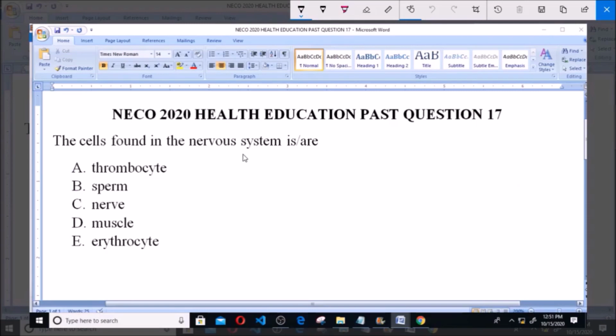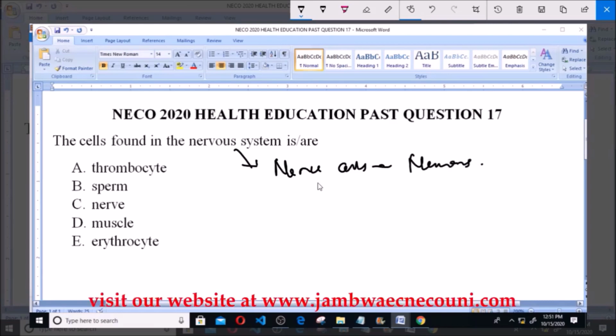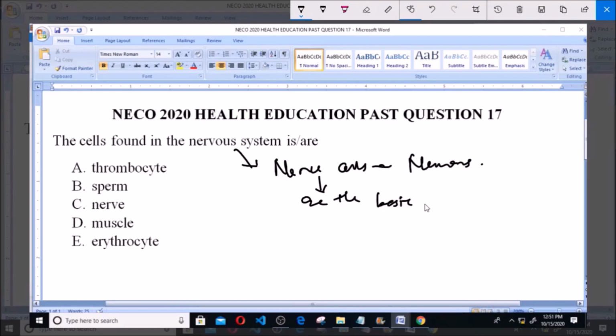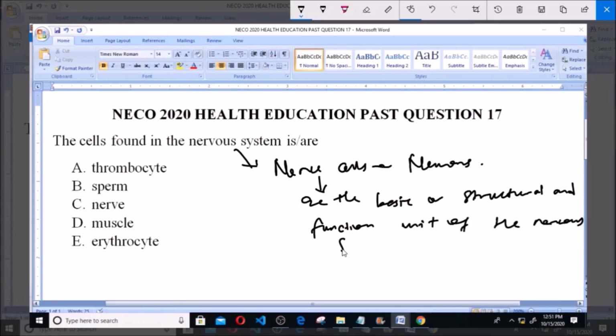Now, the cells found in the nervous system are known as nerve cells or neurons. Basically, these nerve cells or neurons are the structural and functional units of the nervous system. That is the nerve cell. So the answer to this question is option C, nerve cells.